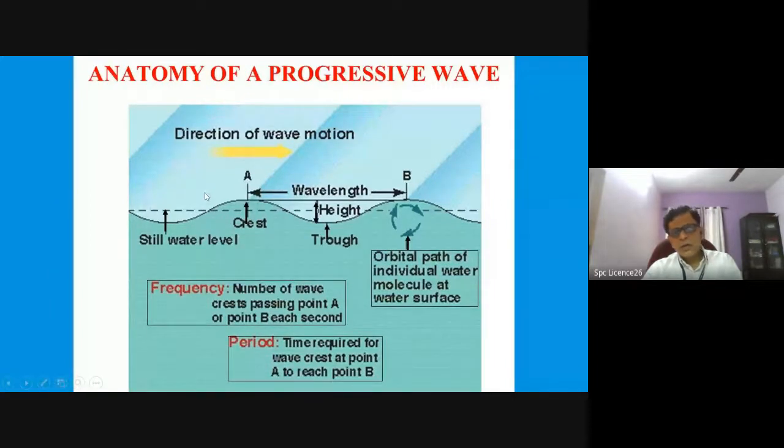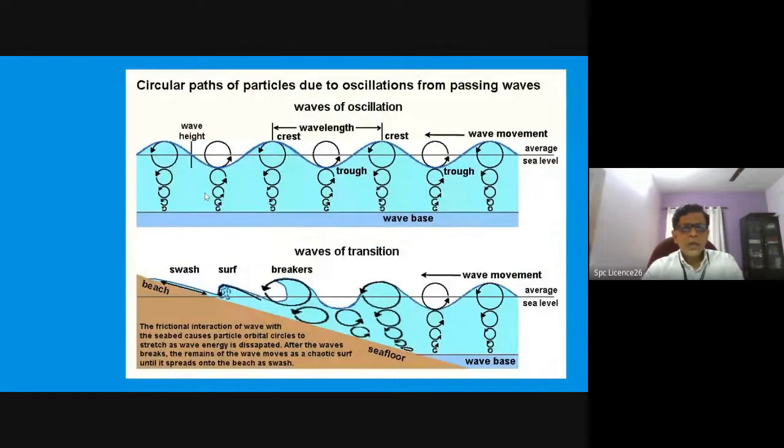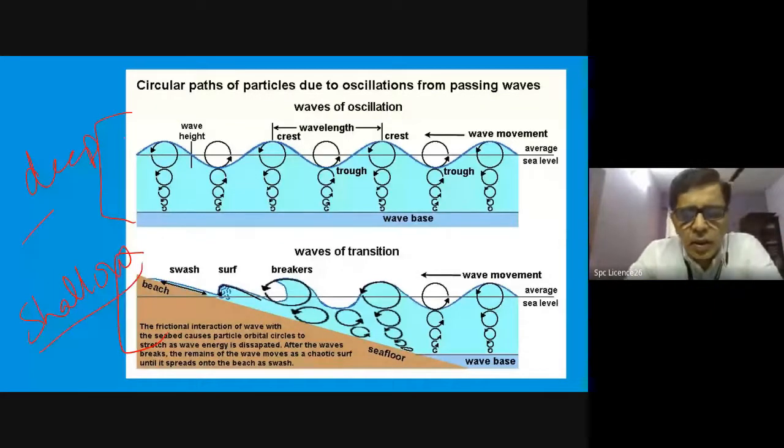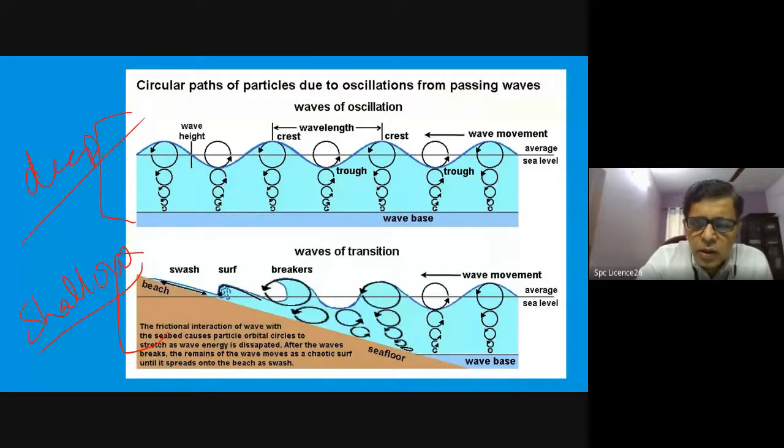A few connotations used as far as coastal geomorphology is concerned. As I said, this is how water molecules will oscillate in deep water, but in shallow water, as you approach the coastal areas, the shallowness will deform the circular motion into more elliptical, elongated orbits, and this elongation will lead to breaking. So somewhere here the breaker zone starts.